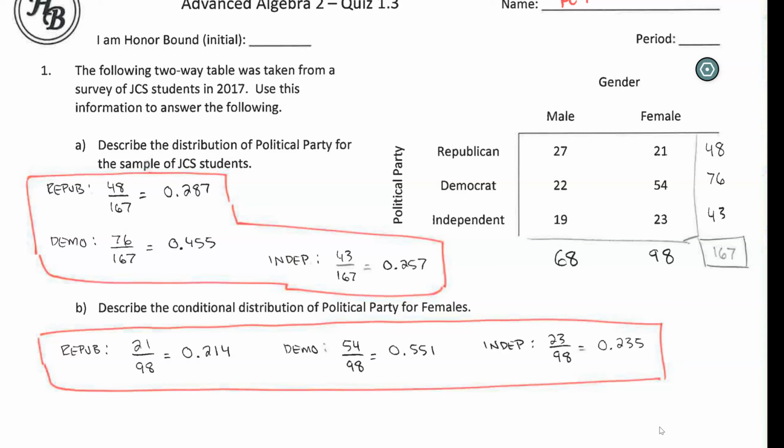So describe the distribution for political party. If we're talking about political party, I didn't say anything about gender, so that is the marginal distribution. Now, you don't have to give decimals. You could give percentages instead, of course. You could even do counts. You could have just said 48, 76, 43. You didn't even have to give percentages, but percentages are better, or are nicer.